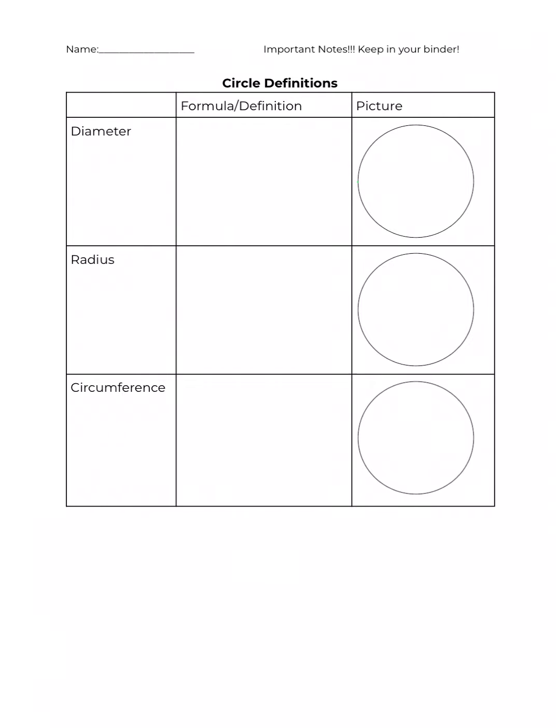So the diameter is the distance across a circle through the center. It's important that it's going through the center of the circle. My picture is not quite exact, but as long as you have the definition, that is fine. We use the letter D to represent the diameter. The diameter, and I write this D, equals 2 times the radius.